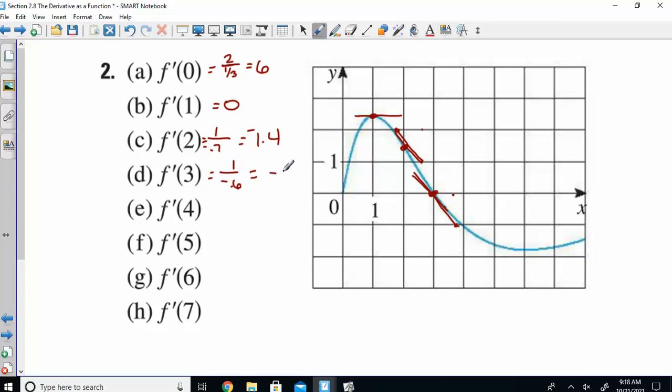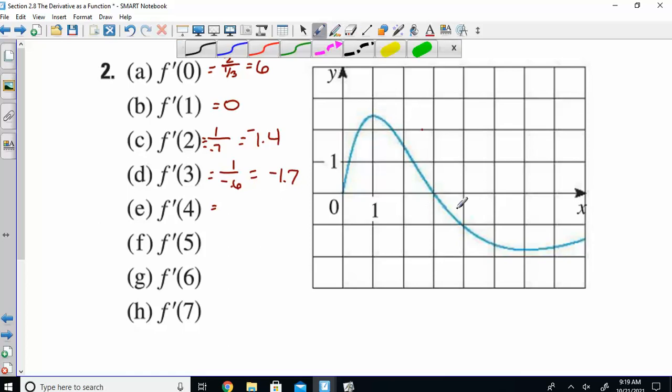So I left off my negative on the previous one. And that gives me about a negative 1.7. So we're not real precise, but we're getting close. That's all I'm asking for here. F prime of 4.